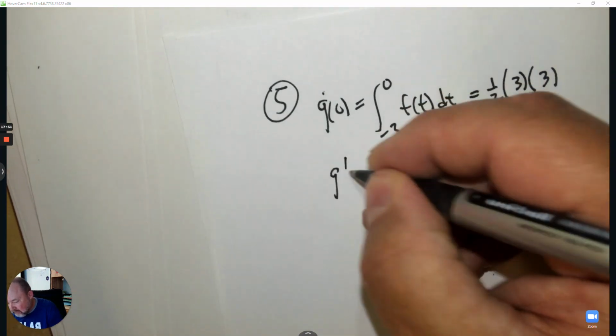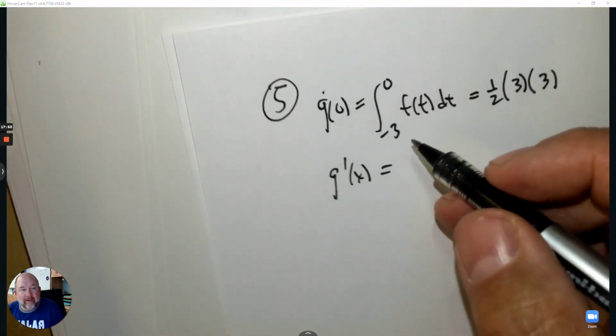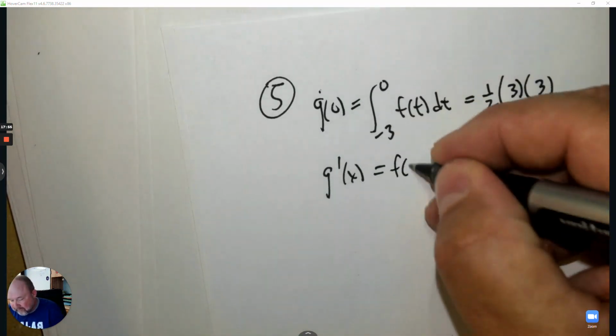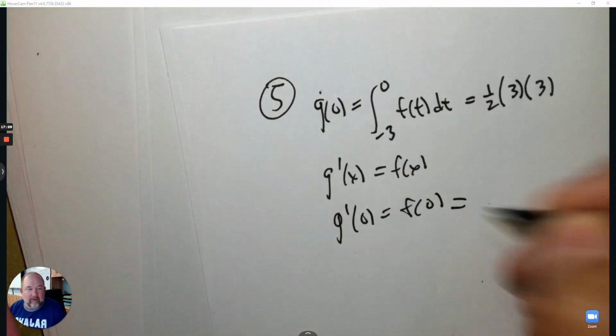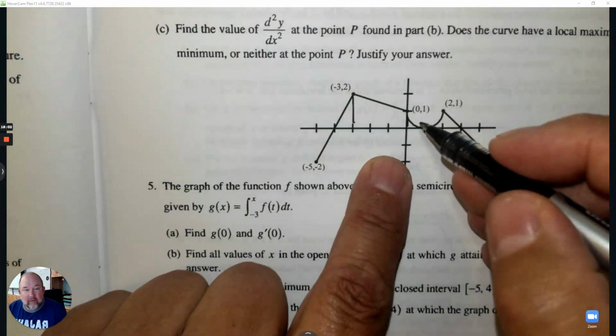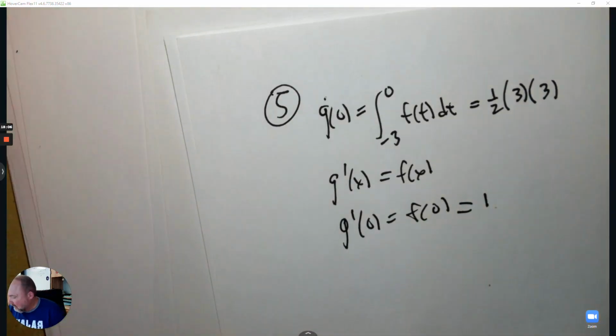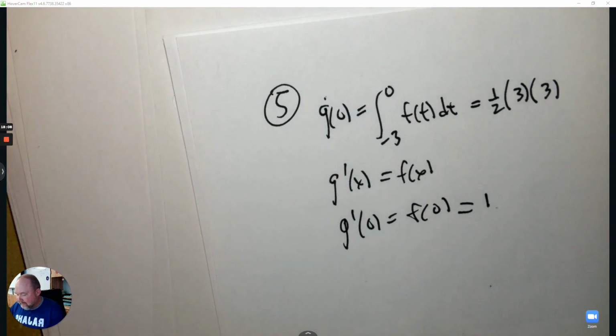G prime at 0. So what's G prime at x? So if I take the derivative here, it's just f at x. So g prime at 0 is just f at 0. So what's the function value at 0? So at 0, the function value is 1. And you just answer the first 2 parts.